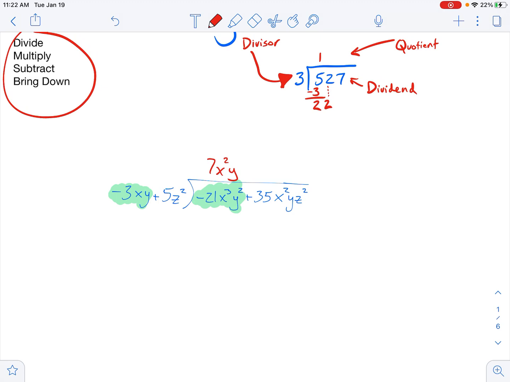Now, I just did the dividing. Now I'm going to do the multiplying, and remember to multiply and distribute to both terms. So I'll get negative 21 x cubed y squared plus negative 35 x cubed y. So, sorry.